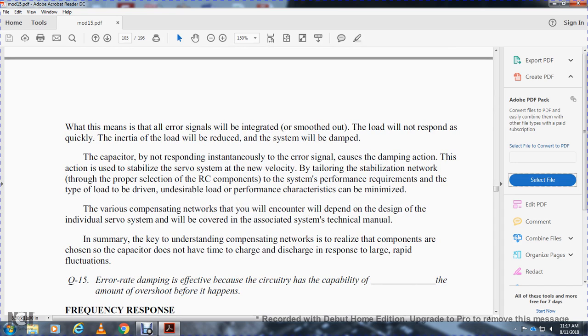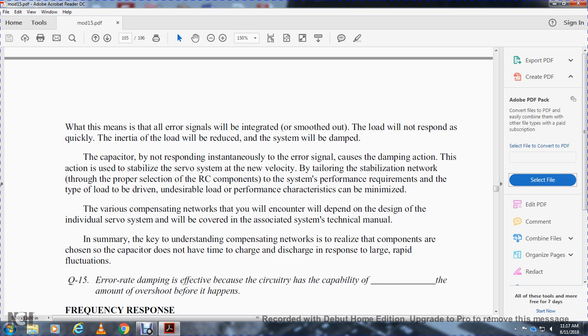The capacitor may not respond instantaneously to the error signal, which covers the damping amplitude over the action, stabilized with the servo. The new velocity tailoring of the stabilization network is through proper selection of the resistor and capacitor components, according to the system performance requirements and the type of load driven, so that undesirable load performance characteristics can be minimized.